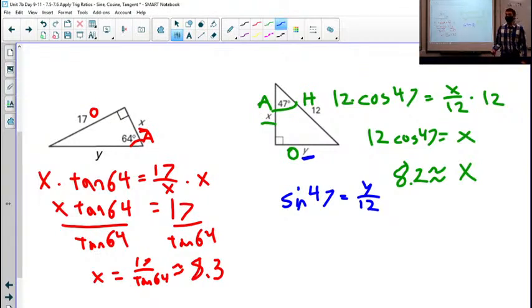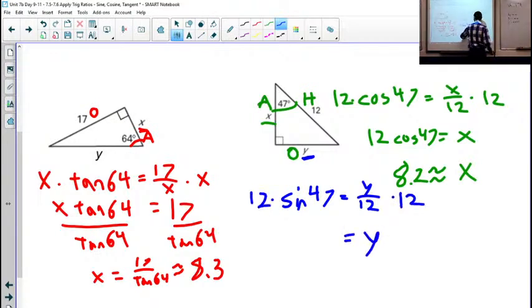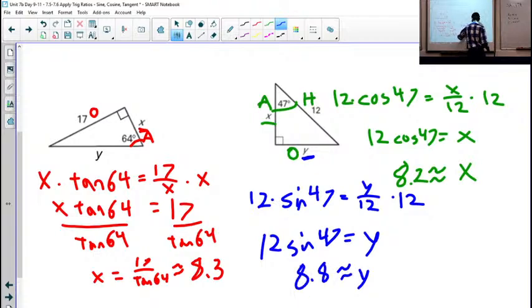Get rid of your fraction by multiplying by what's on the bottom. So on the bottom this time is 12. And good news, y is already solved for. So we don't need another step after this like we did over here. And if I put that in my calculator, it's going to round to about 8.8.